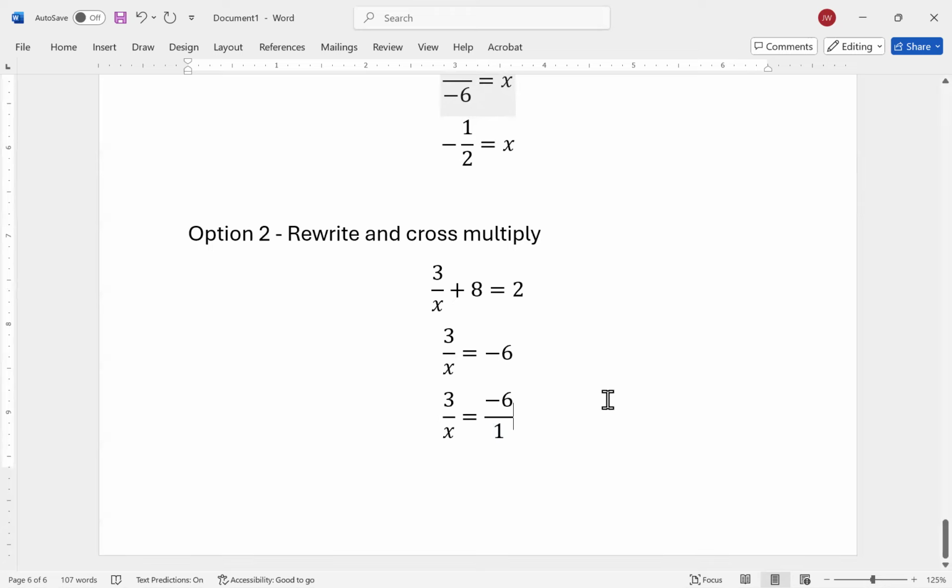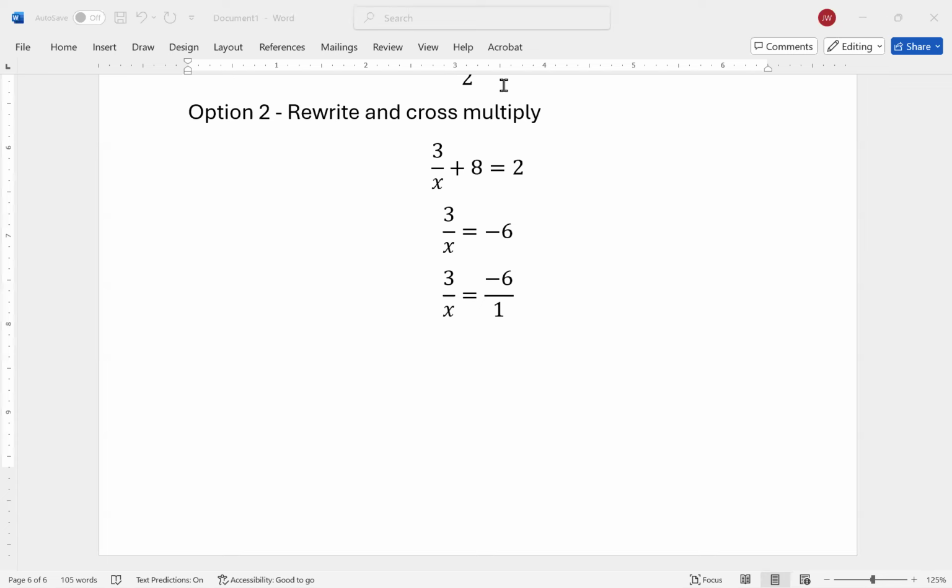And then what you could do is you could cross multiply. That is, I'd take 1 times 3. That will be the left-hand side of the equation. And x times negative 6 and make that the right-hand side of the equation. So basically, a lot of times you'll see people do this. Now, this technique only works when we have one fraction equal to one fraction. So when I have one fraction equal to one fraction, I can do this technique. Otherwise, I won't be able to do that technique.